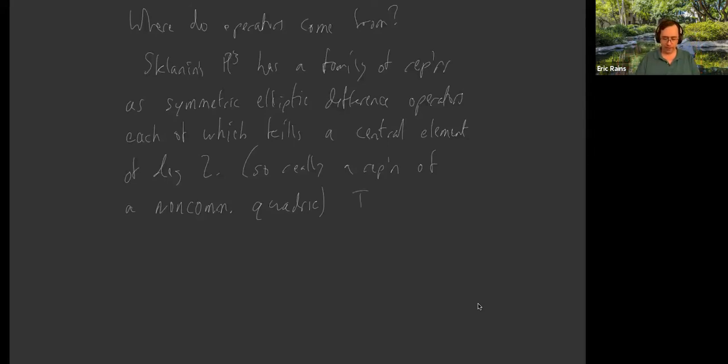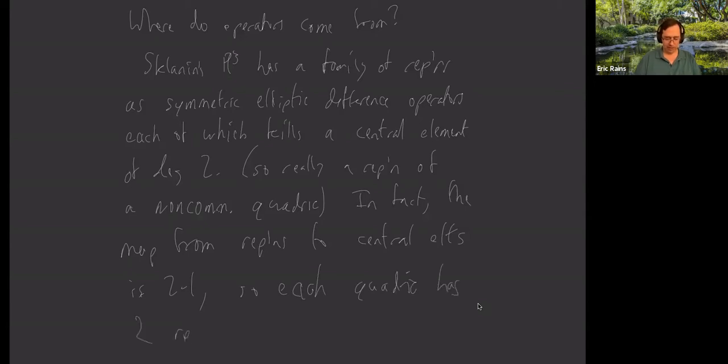And in fact, the map from representations to central elements is 2 to 1. So each quadric has 2 representations, which is what we expect. We expect 1 representation per ruling. Okay, so this is the original idea.